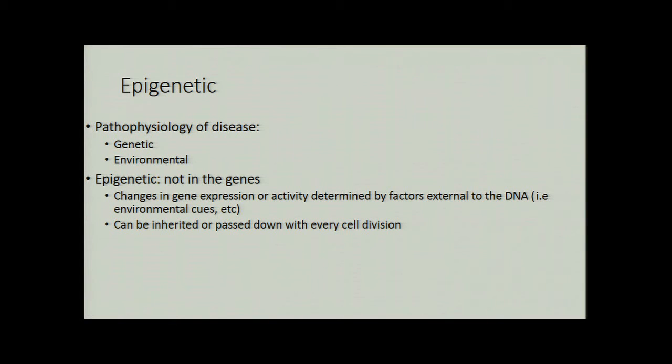And we know that in the pathophysiology of disease, we can look at genetic predisposition factors, but also the role of the environment in influencing the expression of genes. Epigenetic means that it's not in the genes; these are changes in gene expression that are the result of factors external to the DNA, i.e. environmental causes or changes that affect the expression levels of a gene transcript. And these can be inherited or passed down with every cell division.